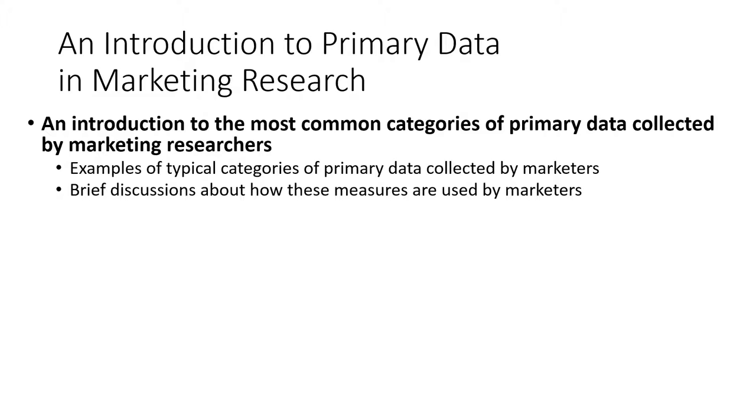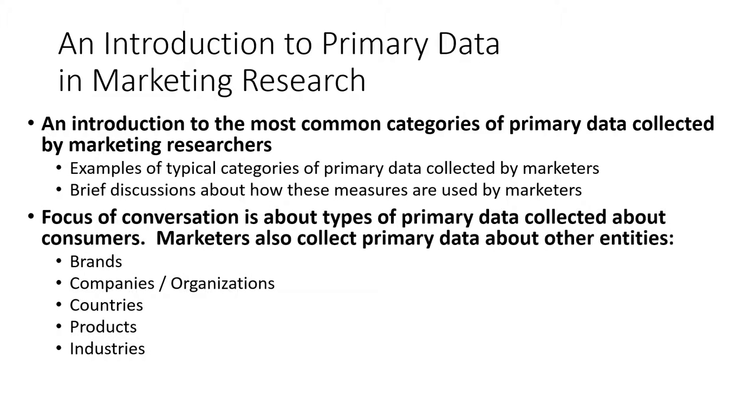So I'll introduce you to some of those categories and provide illustrative examples. I do want to mention that today's conversation is focusing on primary data collection when we're collecting data about consumers. Of course, marketers don't only collect data about consumers. Sometimes we collect primary data about other brands that we might be competing with, data about companies, other organizations, if we're B2B or industrial marketers. We may actually collect information at the country level, individual product categories, or aggregate industries.